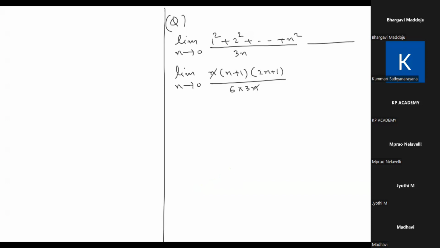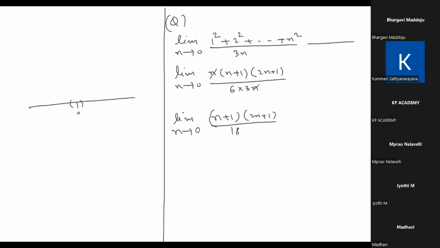So actually, here you have to think about the domain of the function. Limit n tends to 0, n plus 1 into 2n plus 1 by 18. Simply you are putting n equal to 0, then 1/18. But it's not 1/18, because before substituting the value, you have to check whether the function exists in the neighborhood of 0. That is very important. If the function exists in the neighborhood, then you can.